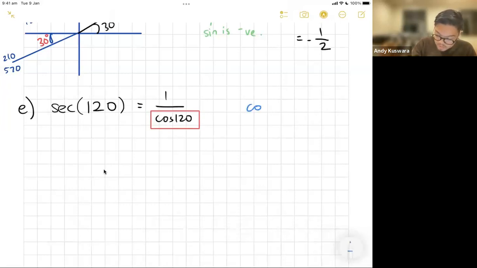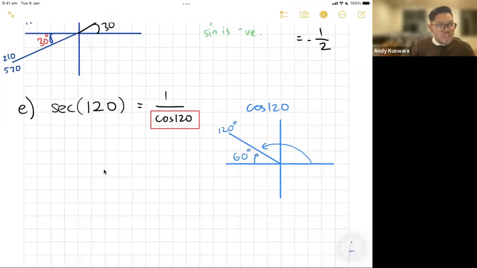So if I'm looking at cos 120, what I'm going to draw there is 120 is going to be roughly there. And what you'll note here is now it's not 30 degrees, it's now 60 degrees. So that means the related angle to the acute, that would be 60 degrees there as well. Okay, it's the same. Now, I'm also noting that it is in the second quadrant.